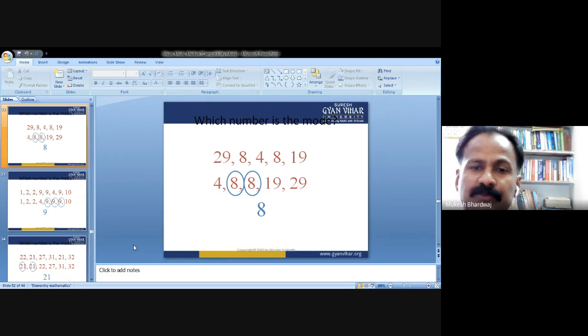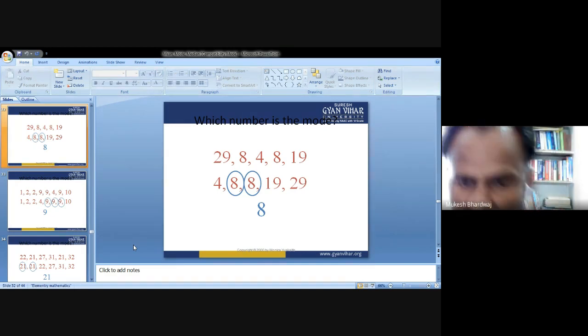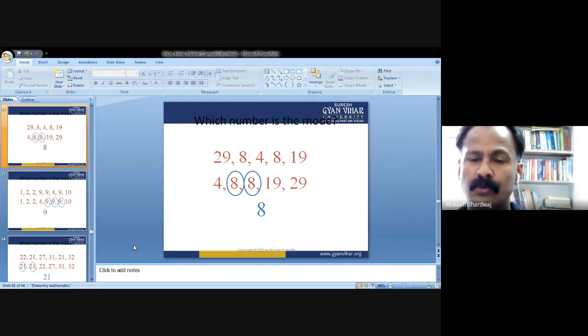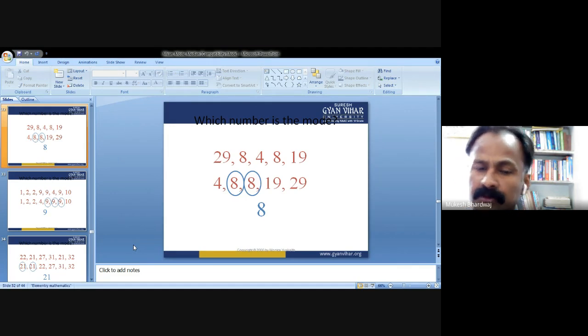Now among the series 29, 8, 4, 8, 19 is given to you. Again you arrange the series from decreasing to increasing order, and which number is in most repetitive fashion is the mode. So 8 is repeating twice, so 8 is the mode, okay?